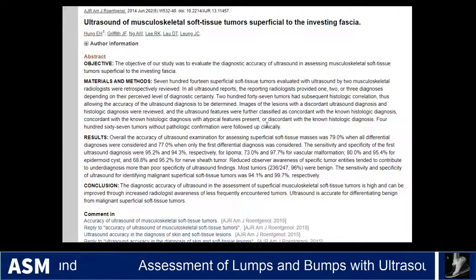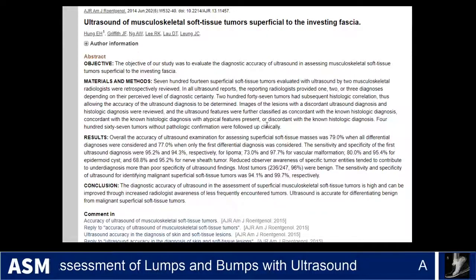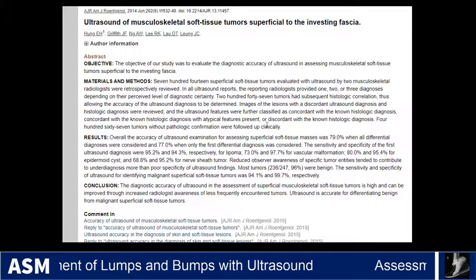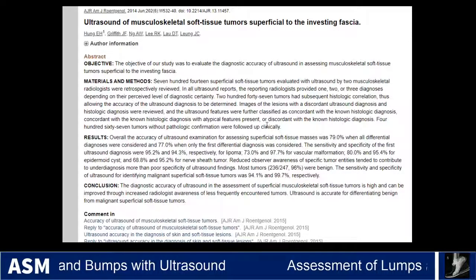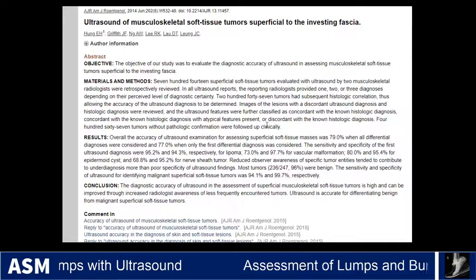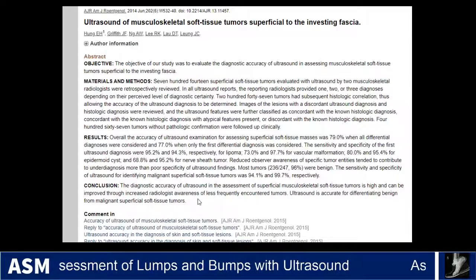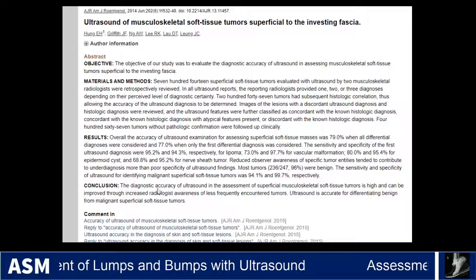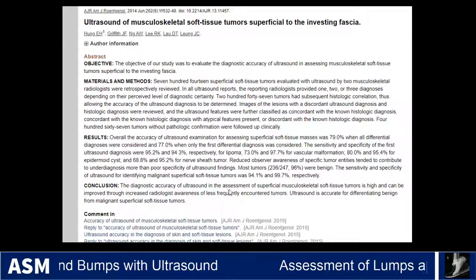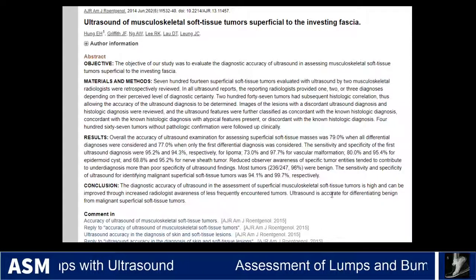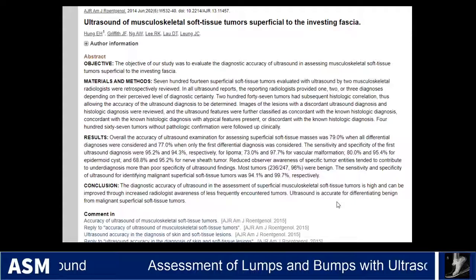It is worthwhile to note that only 8 of the masses within this series were malignant, so it's kind of difficult to really get a good understanding of the true accuracy with such a low number of malignant tumors within the sample here. But in contrast to what we saw from the radiology article, if you look at the conclusion here, the author said that the diagnostic accuracy of ultrasound in the assessment of superficial musculoskeletal soft tissue tumors is high. And they thought that it was also accurate in differentiating benign and malignant superficial soft tissue tumors.